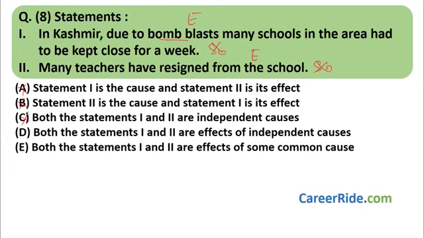Do we know why teachers have resigned? It might have happened that they did not get salary. It might be that they are fearful of their life. It might be due to bomb blast also. It might be due to the school remaining closed for a week. So both of them are effects for sure, but we don't know exactly whether the cause is common or not. So answer cannot be E. So answer is the remaining D. Both of them are effects of independent causes. It is not because of the bomb blast that the teachers have resigned. It might be that due to the schools being closed for a week, the teachers resigned, or the teachers might have been threatened by the terrorists, so they resigned. So the answer is D.